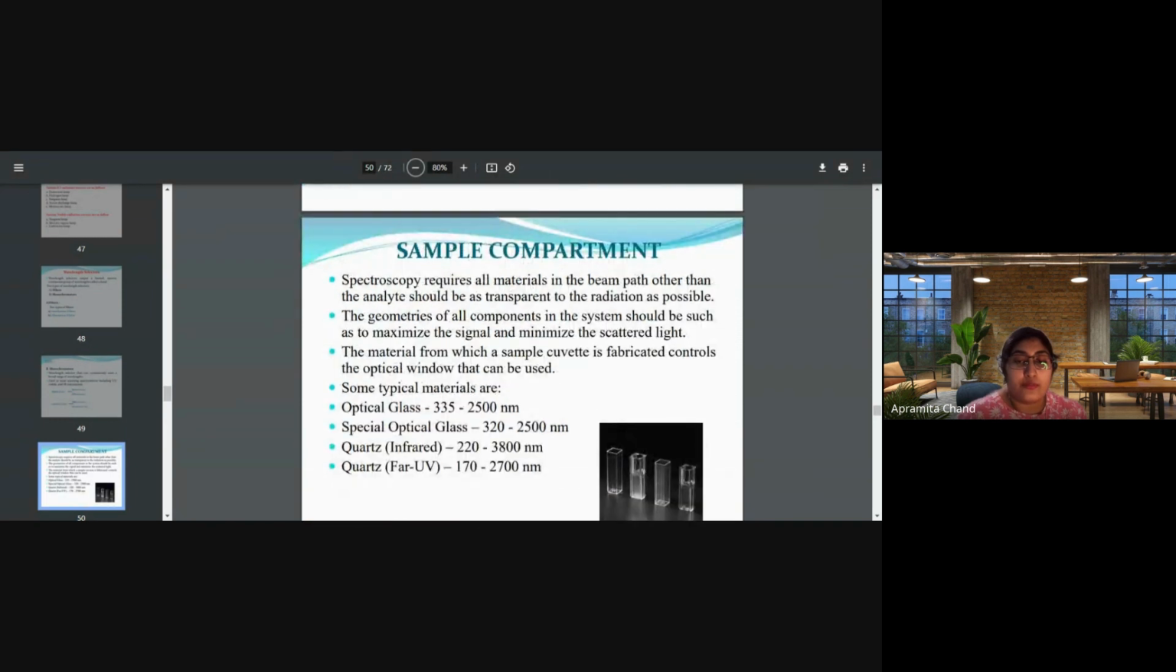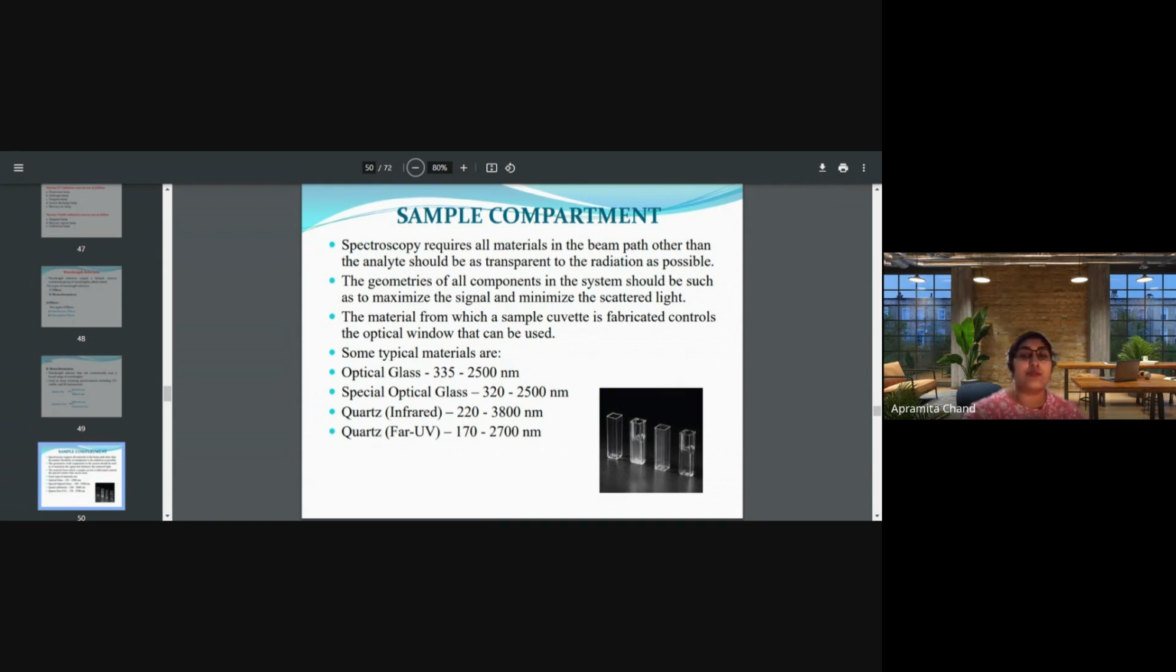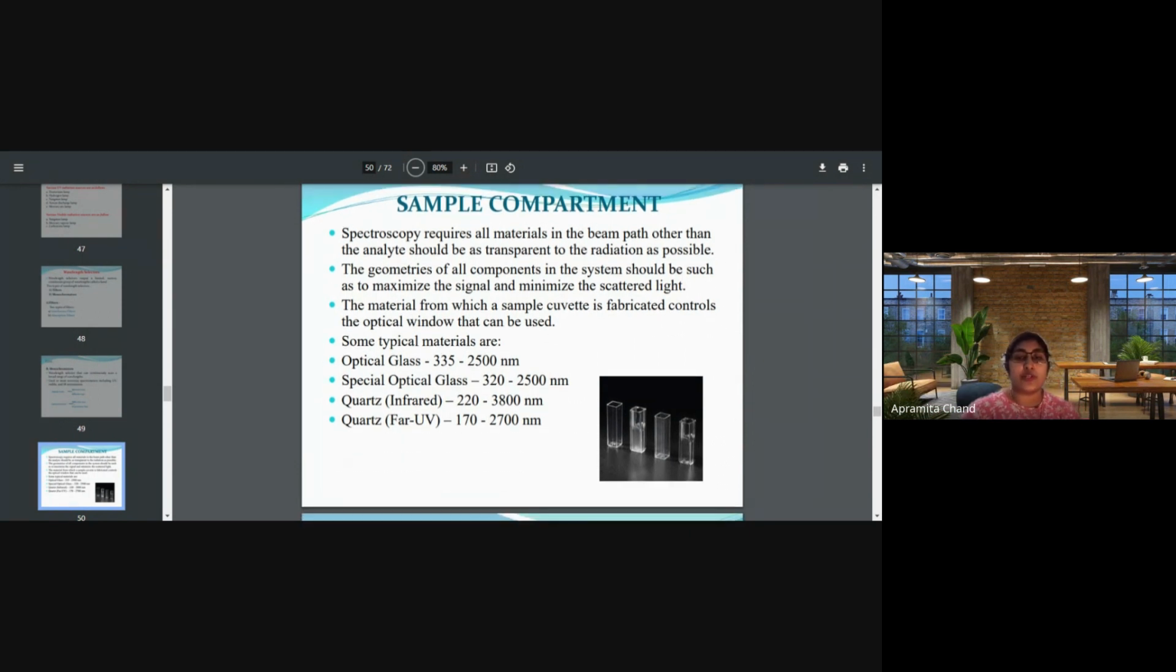So this was also a question about the sample compartment, like why is a cuvette required for the sample compartment? So you will see the three characteristics: that it should be transparent, the geometry should be proper, and that it should be non-reactive. And you can also mention an example. For example, these materials have all these characteristics, so they are used in fabrication of cuvettes. Okay, so this is a possible question.